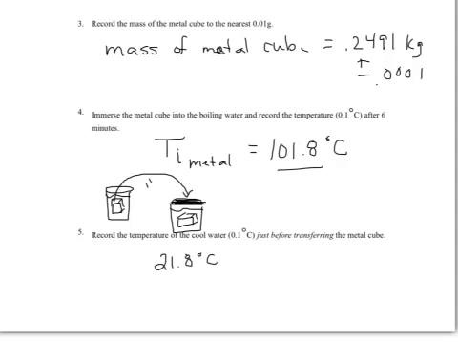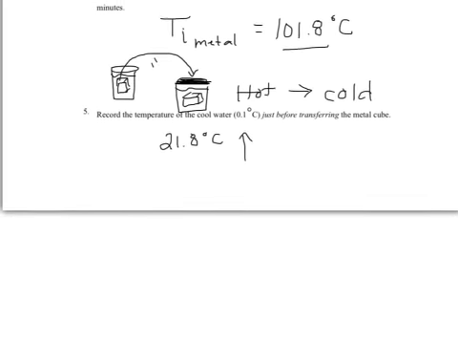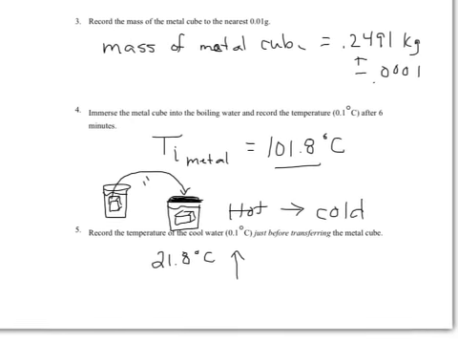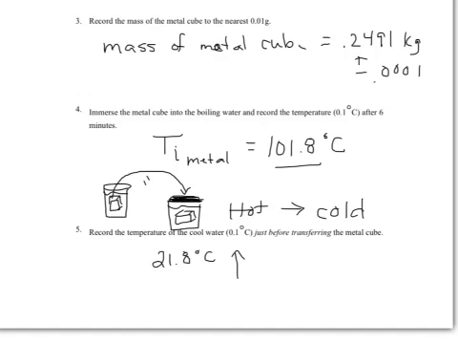So heat is transferred from hot to cold always. So hot metal cube to cold water, hot metal cube to cold water, and it keeps going and keeps transferring heat. And as it does that, the temperature of the water rises. The temperature of the water continues rising until it hits the highest temperature that it's going to. And then the temperature will start coming back down, because heat is escaping out of our system.